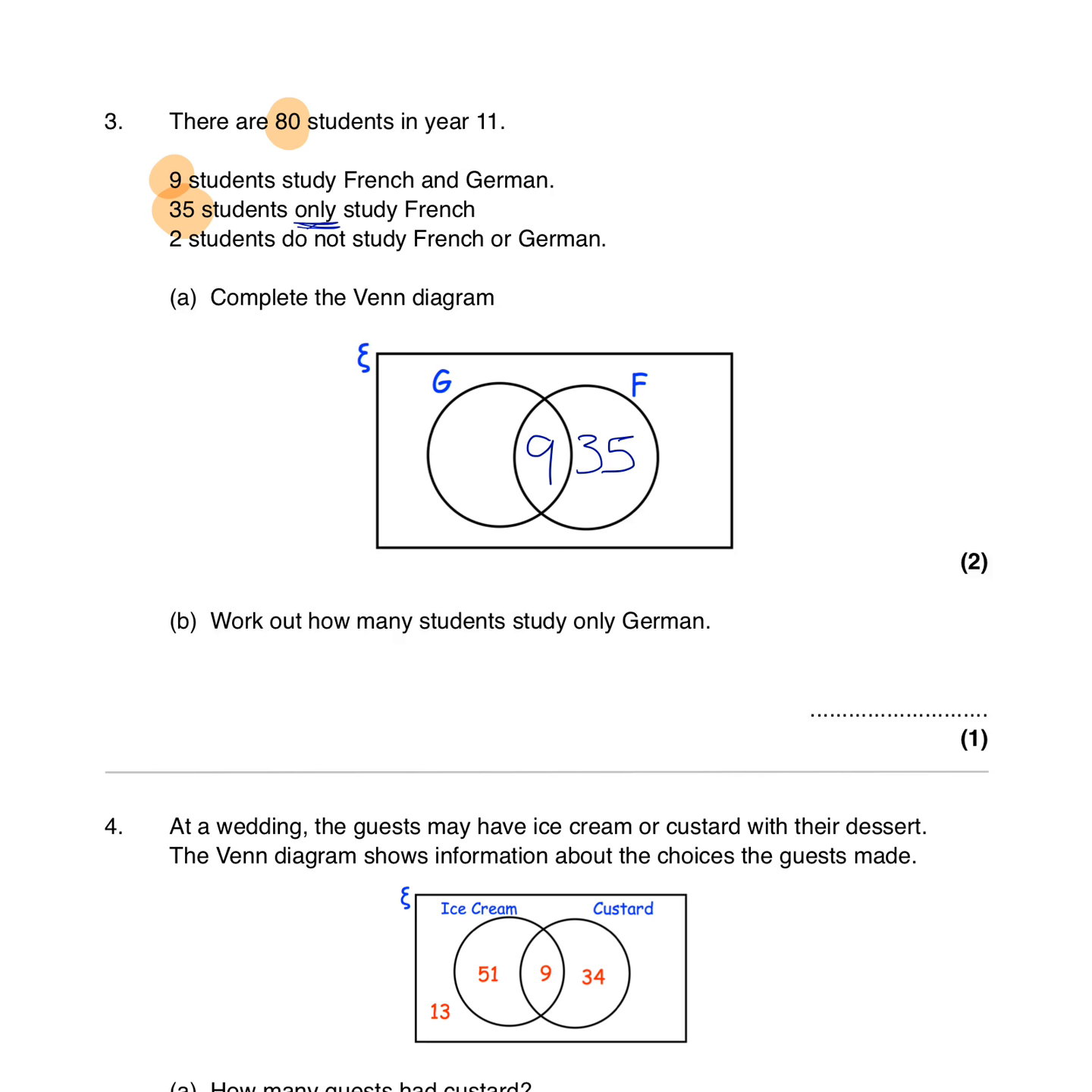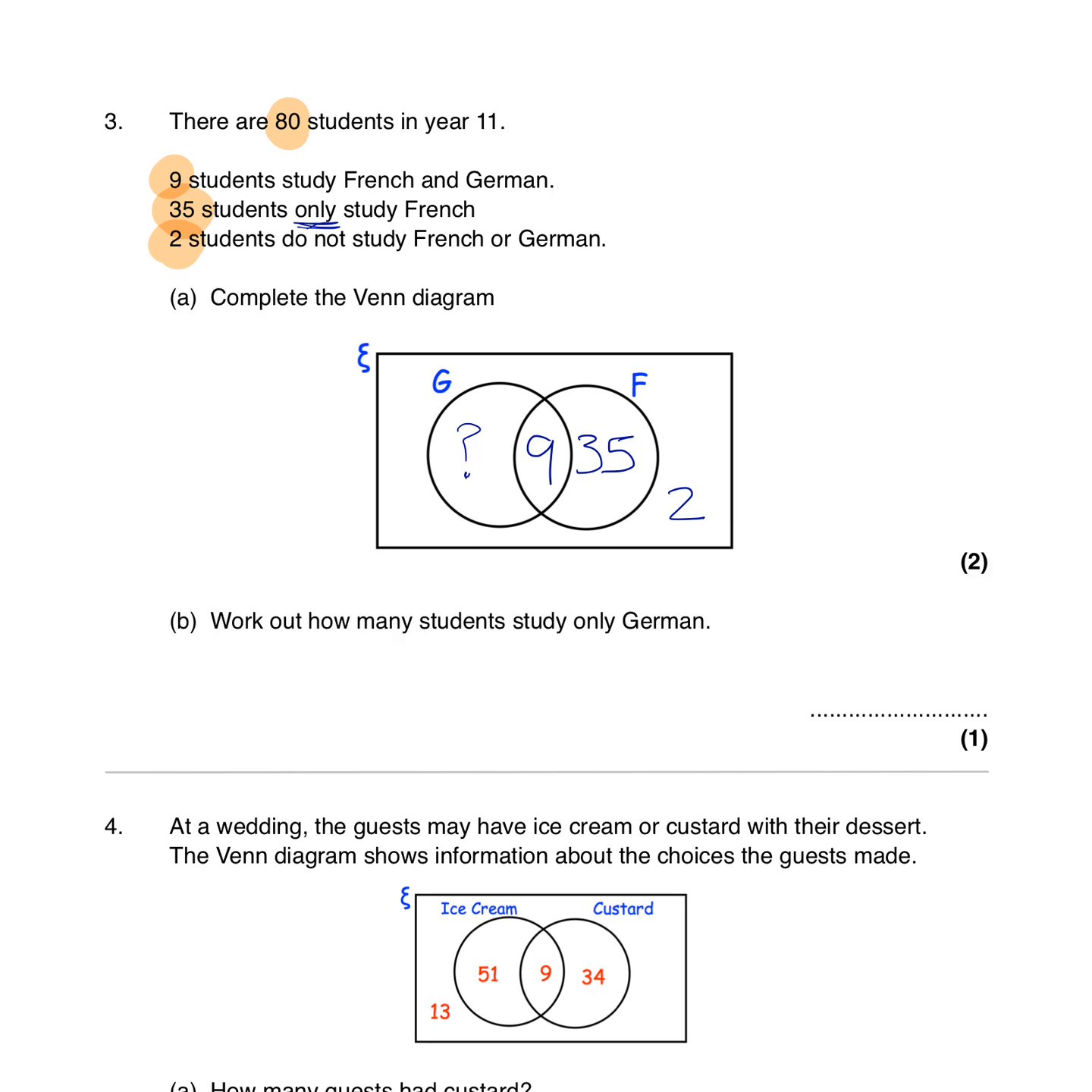2 students do not study French or German, so these 2 students that don't study French or German would be outside in this outside space. Anywhere in the outside space as long as they're not in the circles. So 2 students that do not study French or German. We're told that there's a total of 80 altogether, and I'm missing a number for this section here. When you finish a Venn diagram, there needs to be a number in each section. If there's no number, the examiner will assume you meant 0.